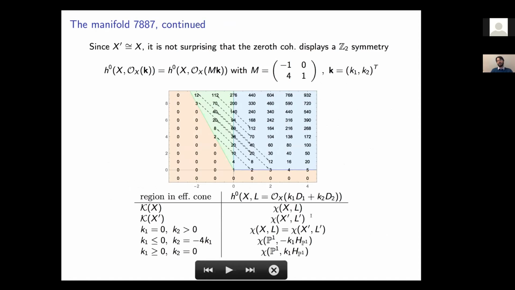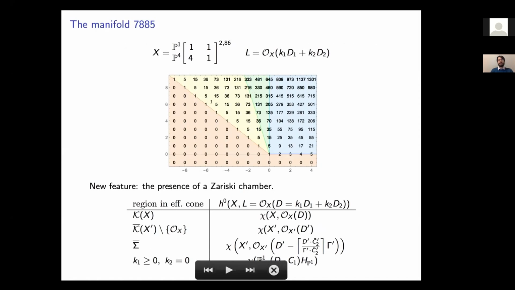So I wrote down the formulae. You have two Kähler cones, and then you have the wall separating the two Kähler cones, and then you have the two edges. And in each such region, you can write down a formula, a topological formula for cohomology. The second example, 7885, is different from the previous one. So it has a Kähler cone, it has another Kähler cone of a flop manifold, and has another cone. So what is this other cone? You look at it and you see that cohomology is constant if you go in a certain direction. So this direction corresponds to a rigid divisor.